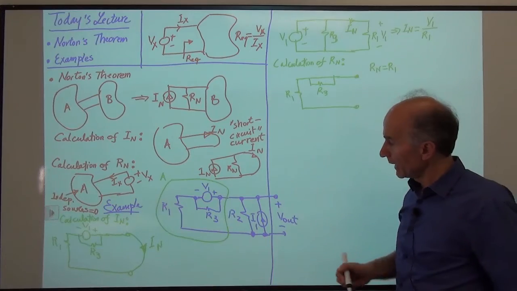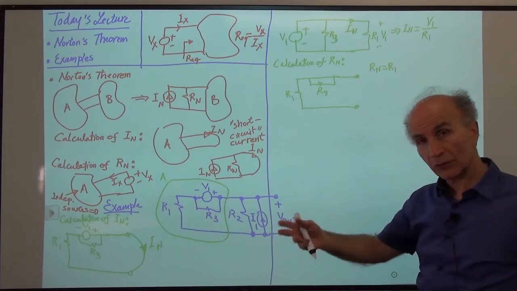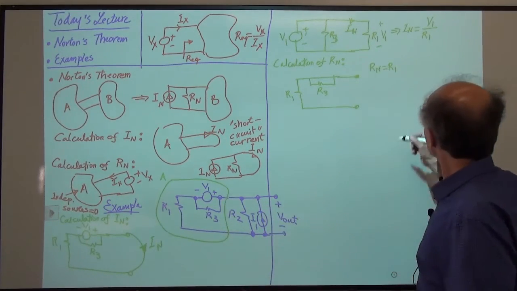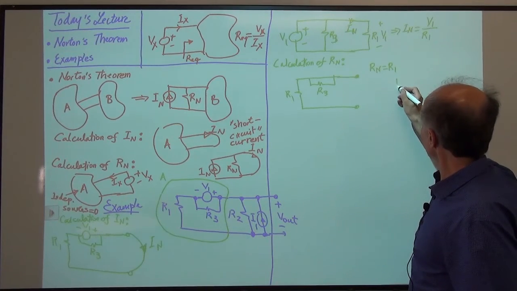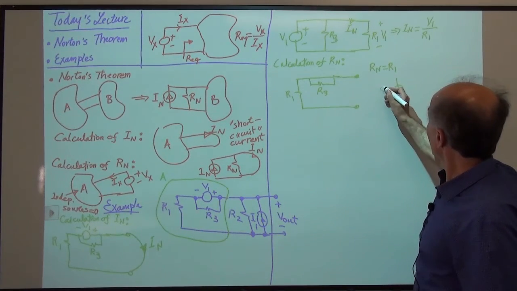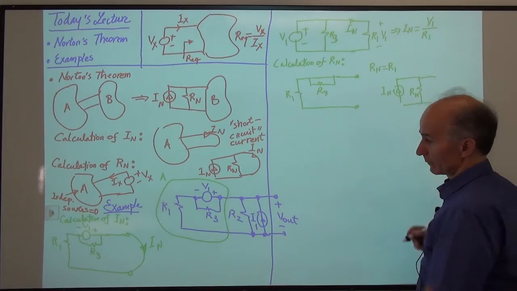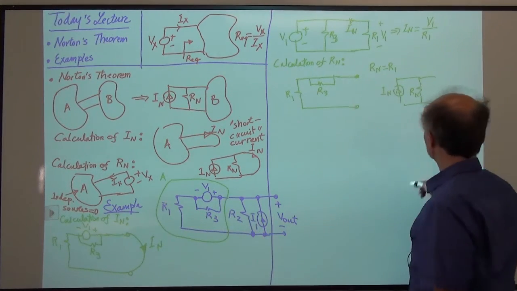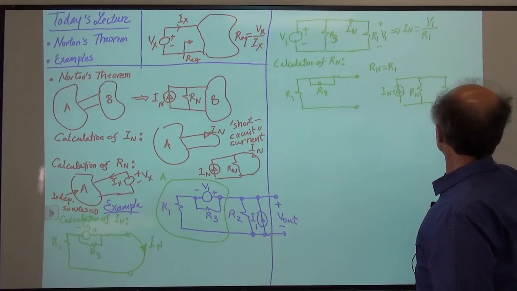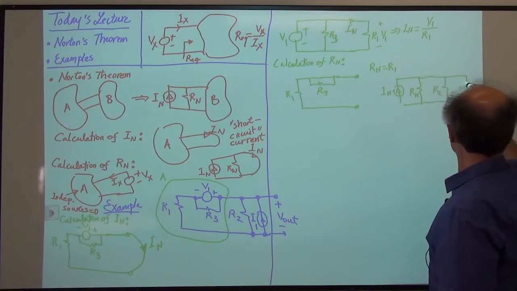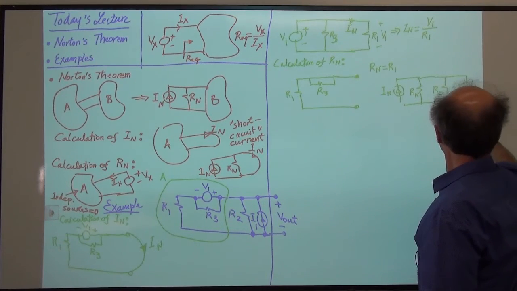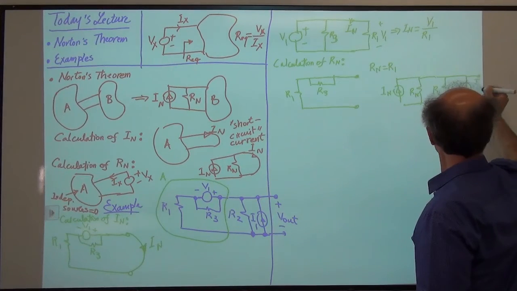Okay, now let's go ahead and replace this box with this Norton equivalent and see what we get. So we have this. So we have a current of IN in parallel with the resistance of Rn. That's the model for this part. Then we have R2. And finally we have I1. And the voltage of interest is this voltage here. So we call that V out.